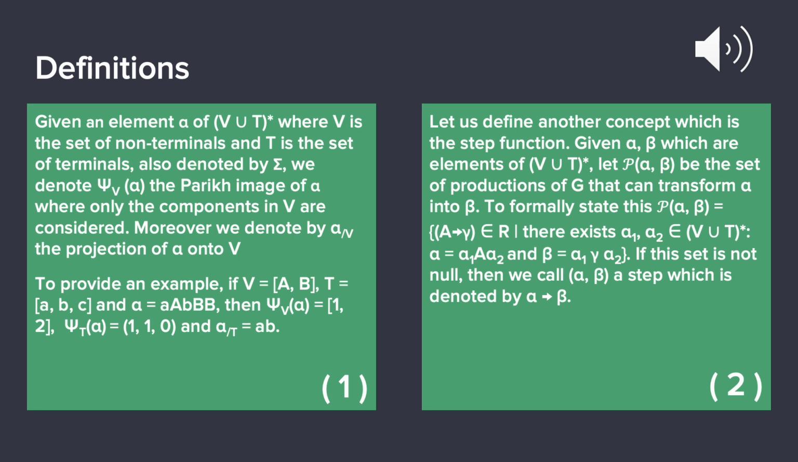To formally state this, P of alpha, beta is equal to the set of all rules A goes to gamma, which are elements of R, the set of rules, where there exist alpha 1 and alpha 2, which are both words constructed of non-terminals and terminals, where alpha is equal to alpha 1 A alpha 2, and beta is equal to alpha 1 gamma alpha 2. So what we can see here is that it's the set of all rules which transform a non-terminal A into gamma. And if this set is not empty, then we call alpha, beta a step, which is denoted by alpha goes to beta.